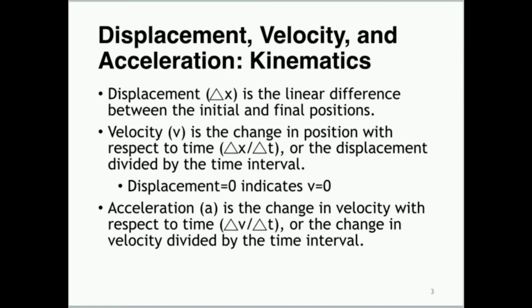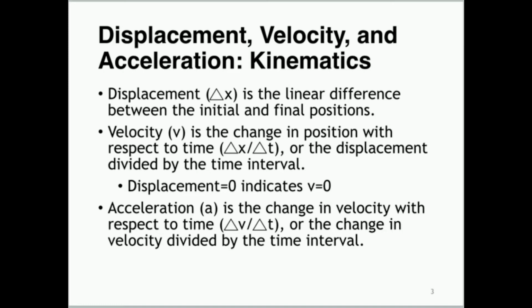Now acceleration, given by a, is the change in velocity with respect to time. Usually we denote that as delta v divided by delta t, or the change in velocity divided by the time interval, okay? If you do not change velocities, meaning your velocity is constant, then the acceleration is 0, because if my velocity is constant, delta v is 0, and then divided by any time interval, the acceleration will be 0. So acceleration implies that your velocity is changing.